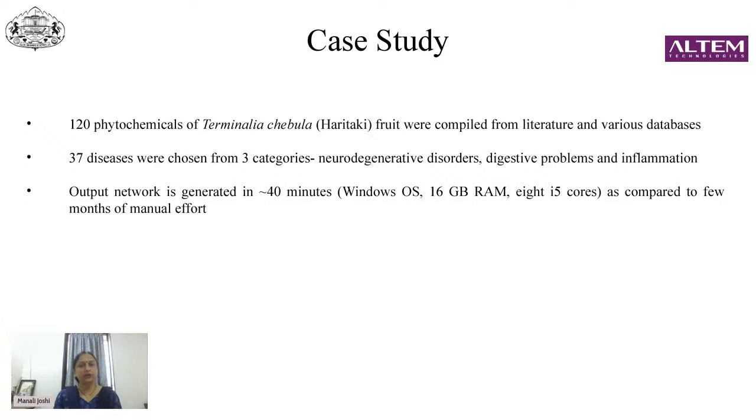We found around 37 diseases, broadly under three categories. So we gave all these 37 diseases and 120 phytochemicals as an input.